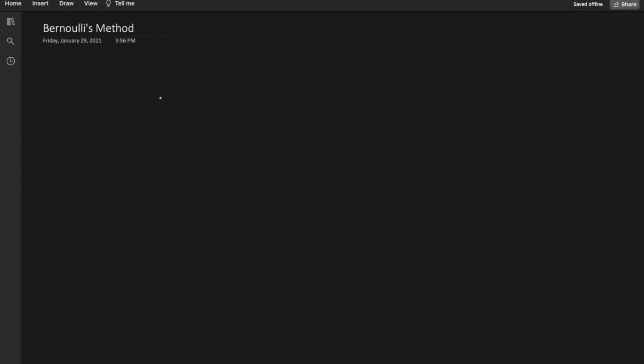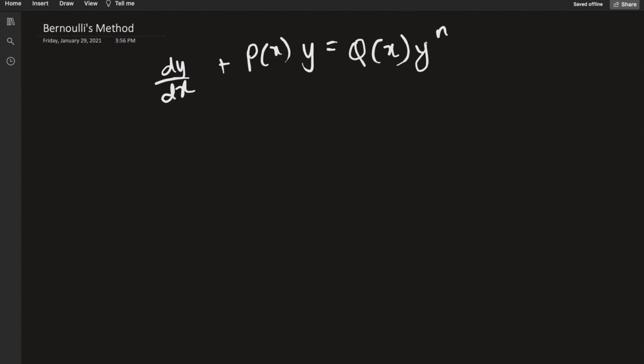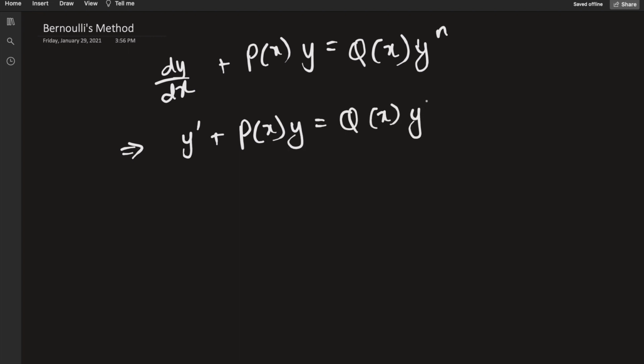Okay, what if we have a differential equation of this form, dy over dx plus p of x times y is equal to q of x times y raised to an arbitrary number n. And I would just like to use a little more compact notation. Dy over dx can be expressed as y prime. This is Newtonian notation, and it truly saves time. Okay, what if we have something like this? Now what I'm going to show you is called Bernoulli's method.